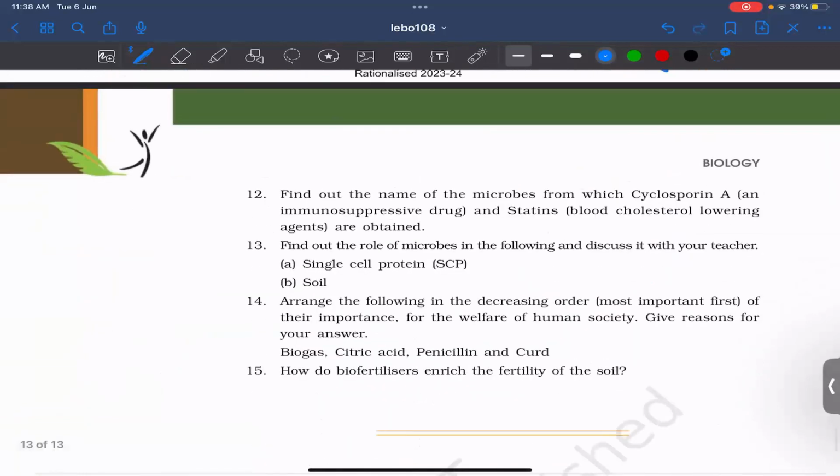Now find out the name of the microbe from which cyclosporin A, an immunosuppressant, is formed. As given in the chapter, it is Trichoderma. And statins, it is obtained from Monascus purpureus.